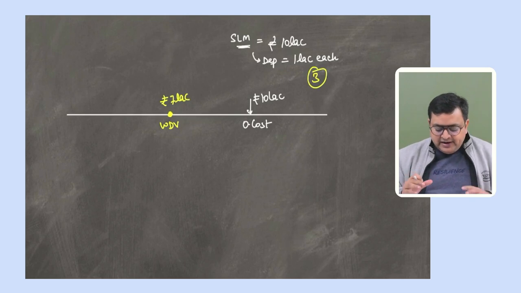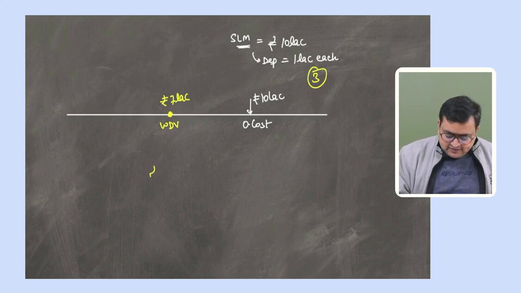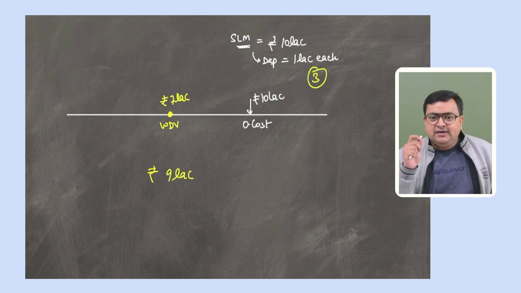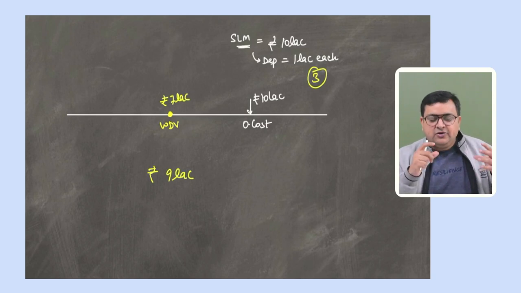Now, the examiner will tell you that we are selling this asset in the fourth year. For how much are you selling this asset? That is important. Let's say this asset is getting sold for rupees 9 lakh. Tell me, is it a case of profit or a case of loss? Are you selling your asset at a profit or at a loss?